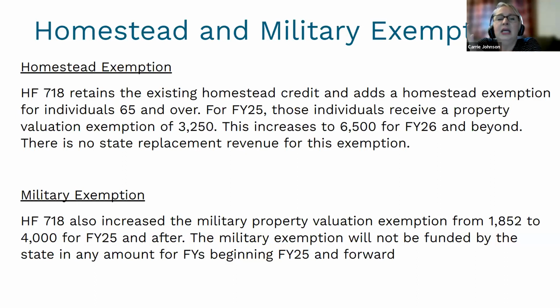Military exemption. House File 718 increased the military property value exemption. It was $1,852 for a long time. It's now $4,000 for this upcoming budget year, and it's not going to be funded as far as a replacement from the state beginning in 25. So if you had budgeted revenue from military exemption, you would not want to budget any replacement or military exemption revenue. And again, it's a loss of value. So it will be a little bit more of a loss of value because they increased the amount of the individual exemption.